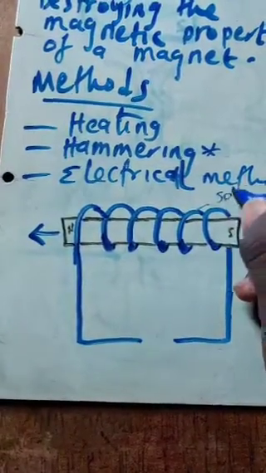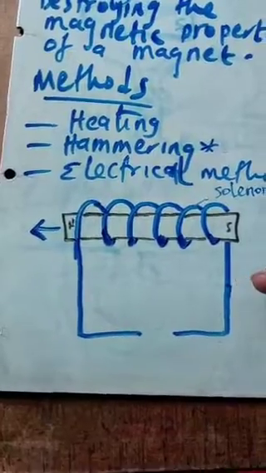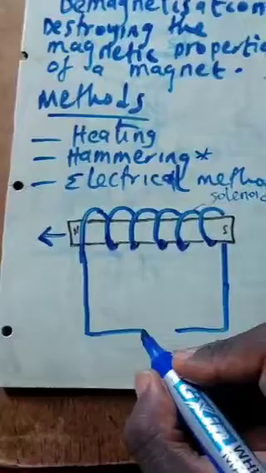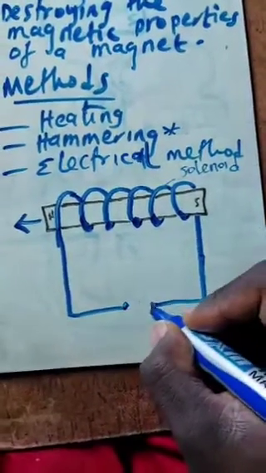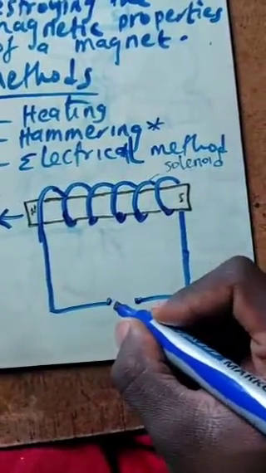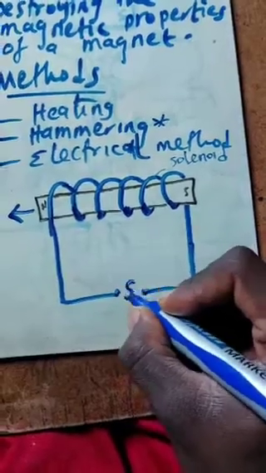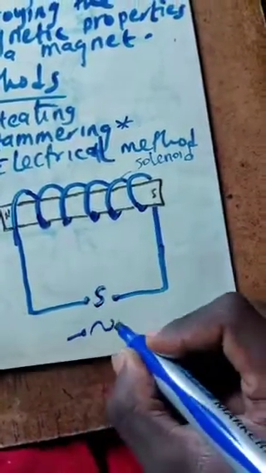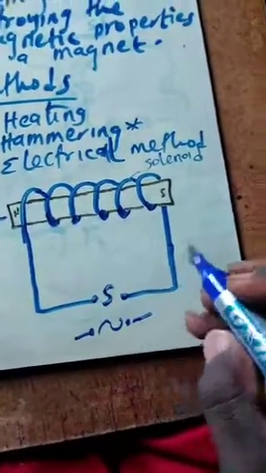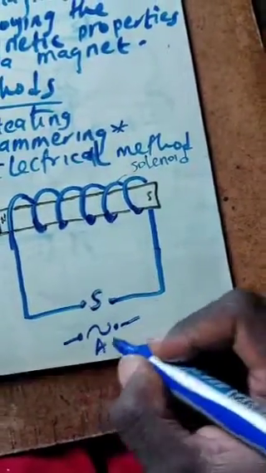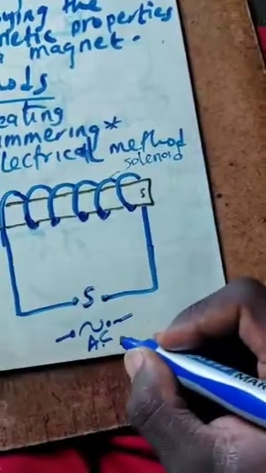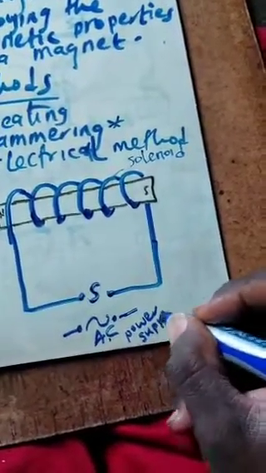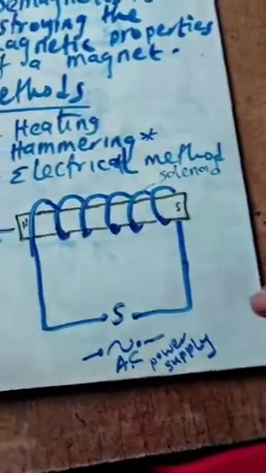A solenoid. You make a solenoid and connect it to an AC supply. This is the symbol for AC, not that battery looking thing. It's like an S in there, or it could be written like that, as long as there's an S somewhere like that. That is the symbol for AC power supply. So DC is used to form magnets, AC is used to destroy magnets.